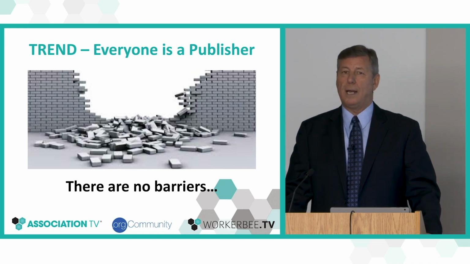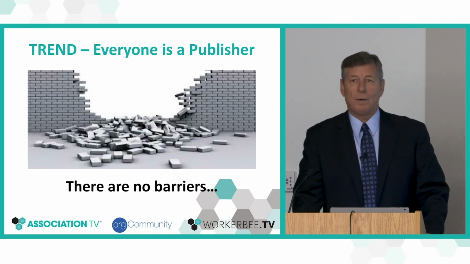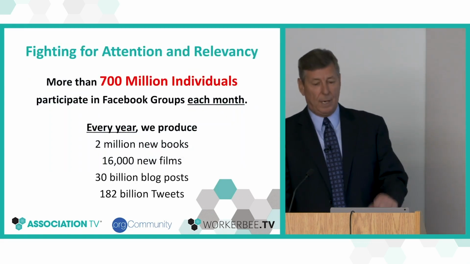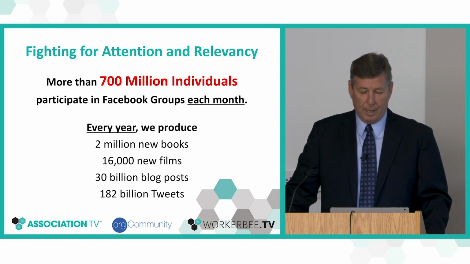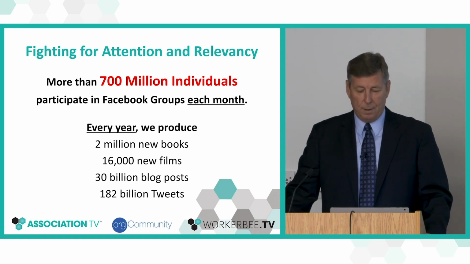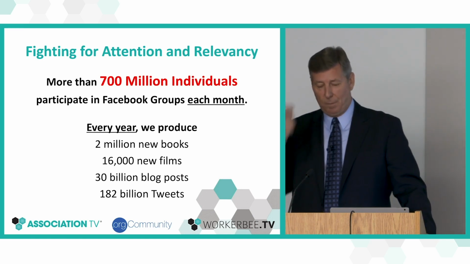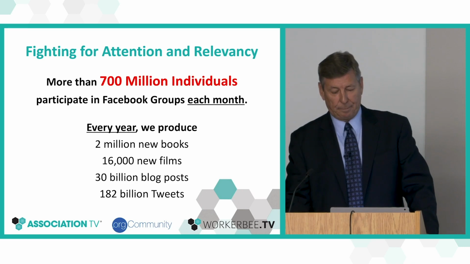The amount of content is doubling every 18 months. And that is going down to 12 months. So there are no barriers to entry. Social media has made it so that anybody can publish content. Right now, there are more than 700 million people participating in Facebook groups each month. And every year we produce 2 million books, 16,000 new films, 30 million blog posts, 182 billion tweets. I think that was even before President Trump got involved, so it could be a little higher.